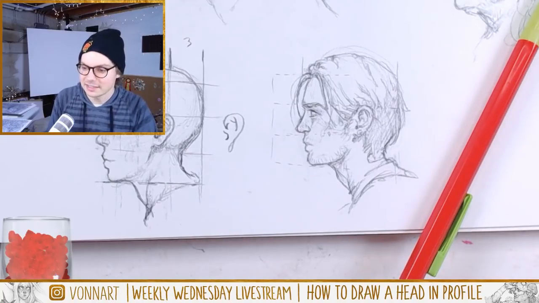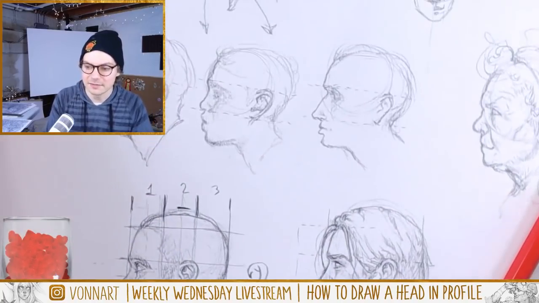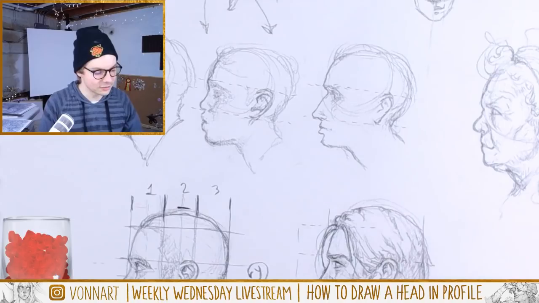Sophia says, do you have any tips on how to make a pose less stiff? This is a huge problem for me and it doesn't look natural.